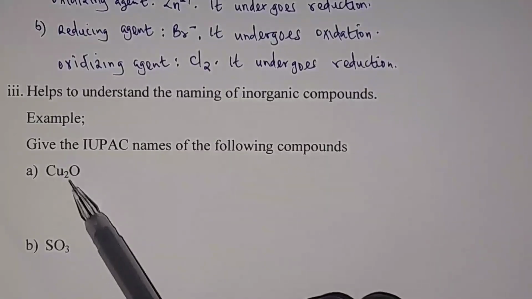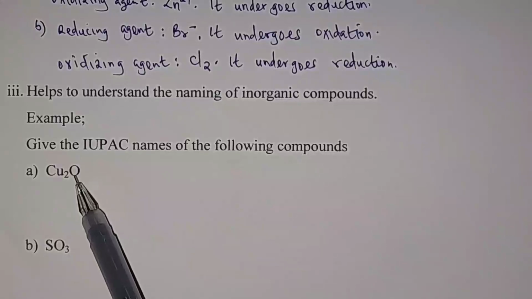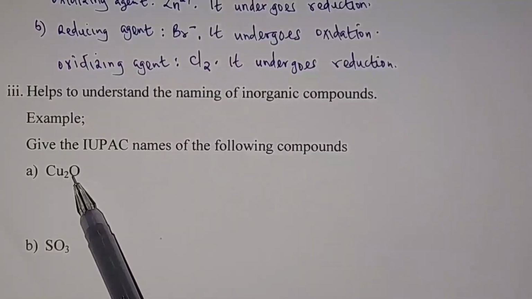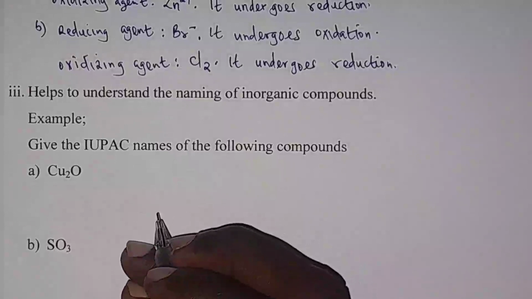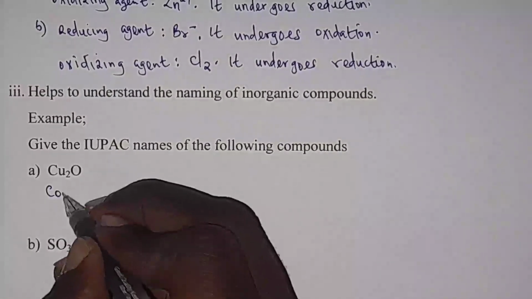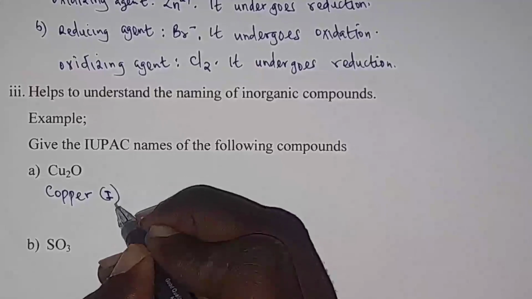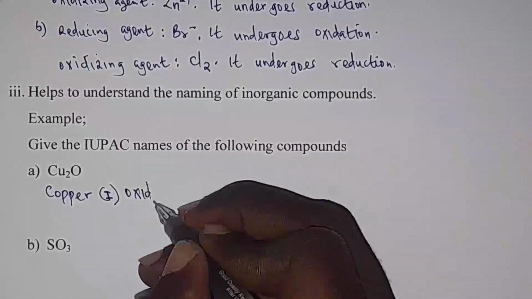So we have Cu2O. Here, we have copper and oxygen. So what is the oxidation number of copper in this compound? It is 1, because the oxidation number of oxygen is -2. That's why this 2 came to this side. So the name of this compound will be copper 1, because the oxidation number of copper in this compound is 1, and that is written in Roman numerals. This is copper 1 oxide.